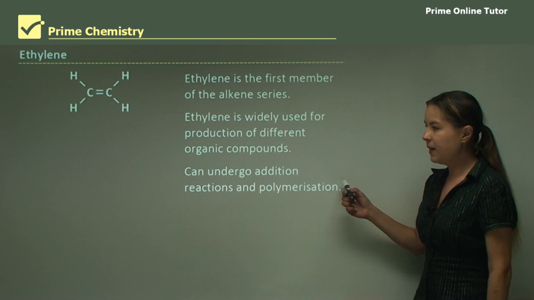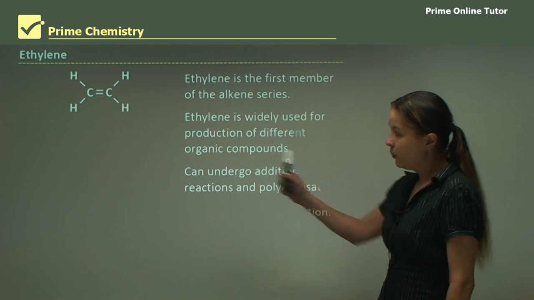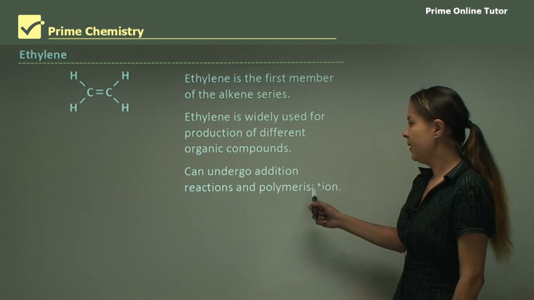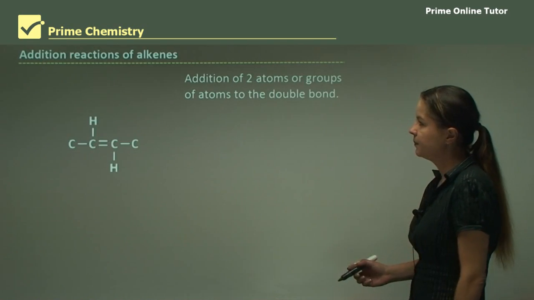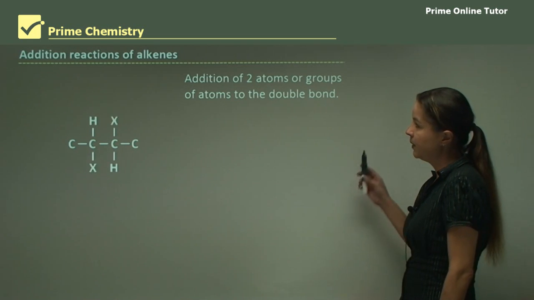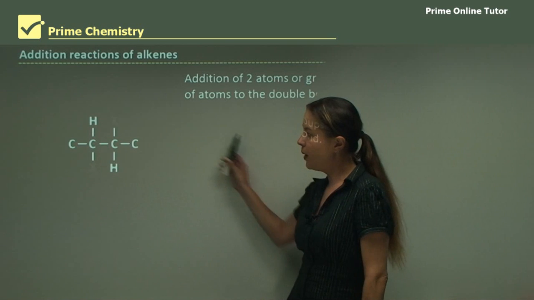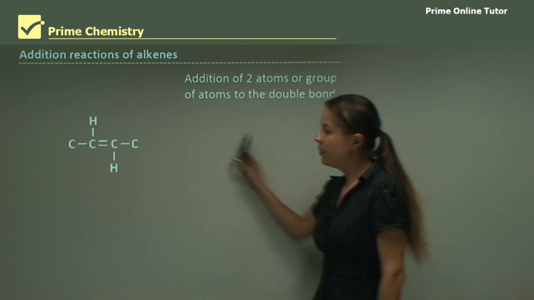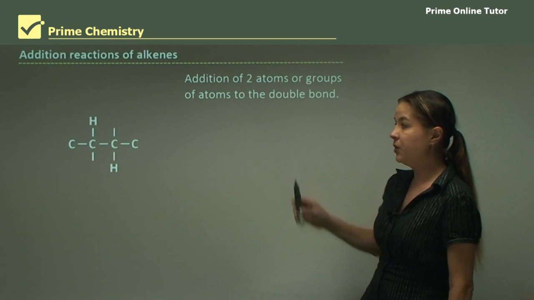Now ethylene can undergo many different reactions, such as addition reaction, which will break the double bond, and also polymerization to make polymers. So let's start by looking at addition reactions of alkenes. In an addition reaction, the double bond is broken and new atoms or groups of atoms bond, forming an alkane that is different from the original alkene.